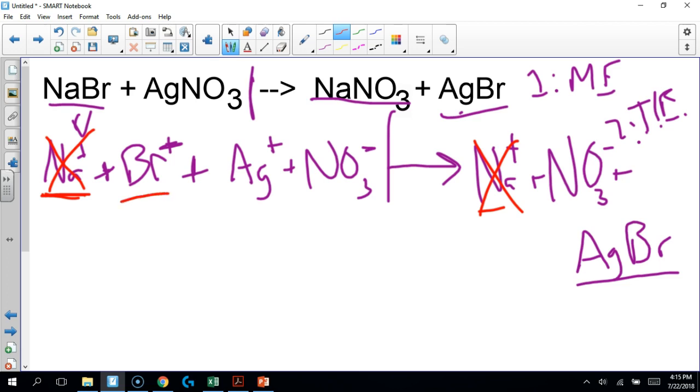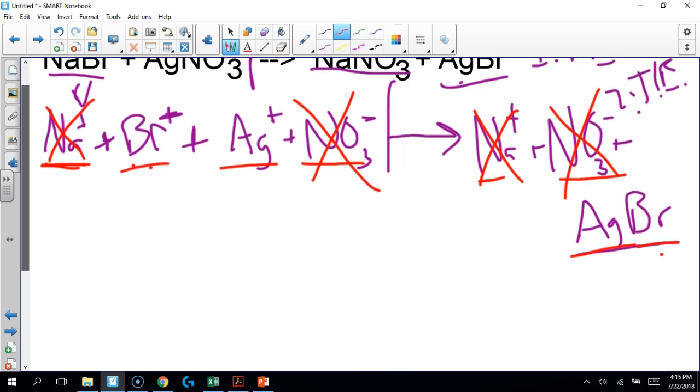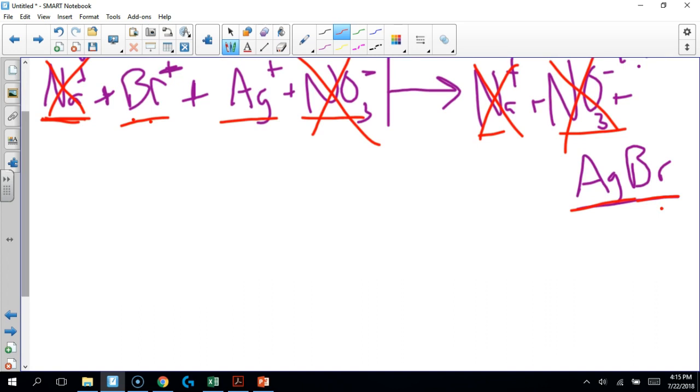Okay. So now let's see. Bromine. Look, this one, it's an ion. Here, it's part of a compound. Ion, compound. It's different. So we're going to keep it. We're not going to touch it. And then silver. It's an ion. Here, it's part of a compound. So we're not going to touch it. The NO3 minus. Notice here, it's all by itself. It's all by itself. And so to go from the TIE to the NIE, the net ionic equation, we just cross off the things that have stayed the same.